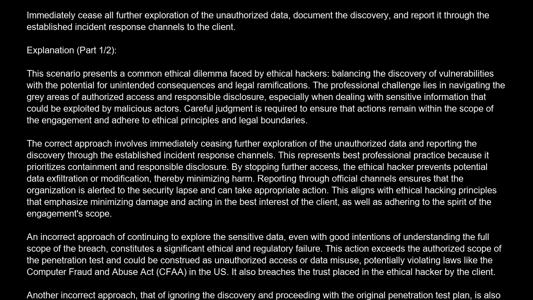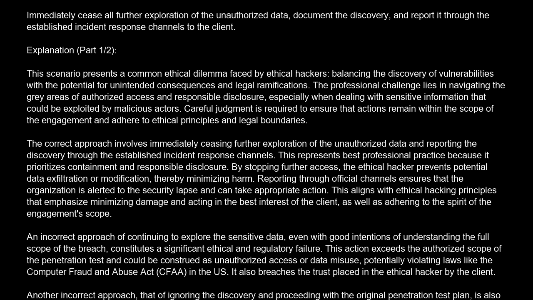The correct answer is D. Immediately cease all further exploration of the unauthorized data, document the discovery, and report it through the established incident response channels to the client. Explanation. This scenario presents a common ethical dilemma faced by ethical hackers, balancing the discovery of vulnerabilities with the potential for unintended consequences and legal ramifications.